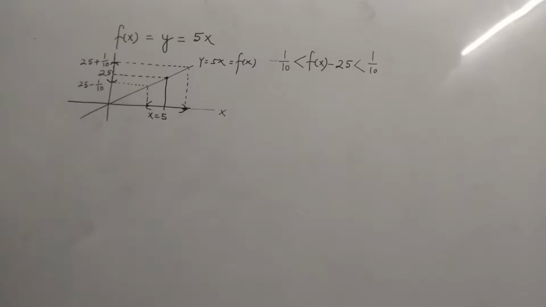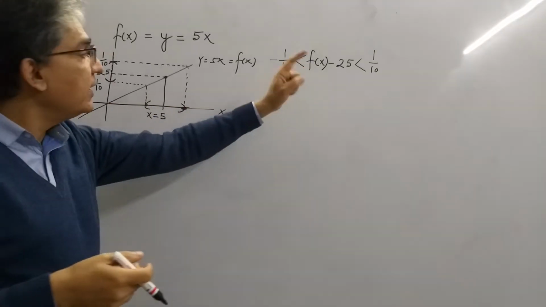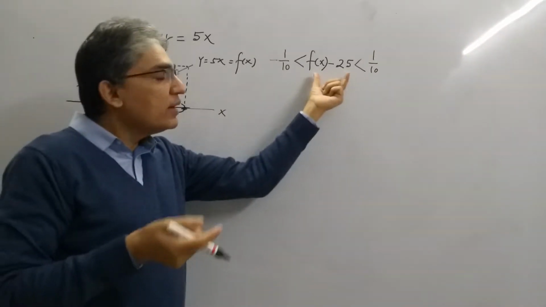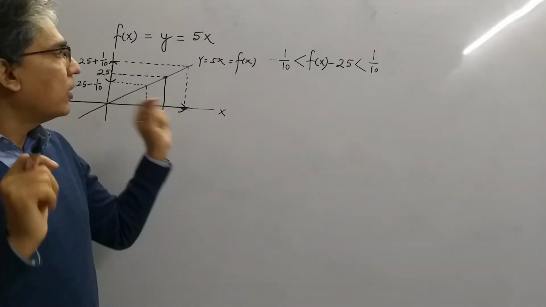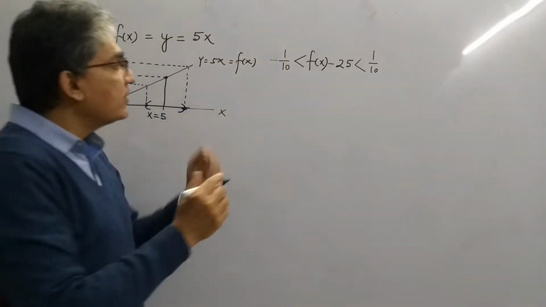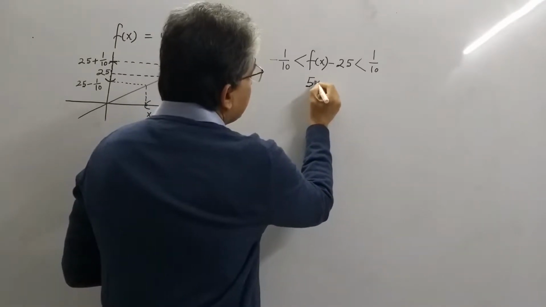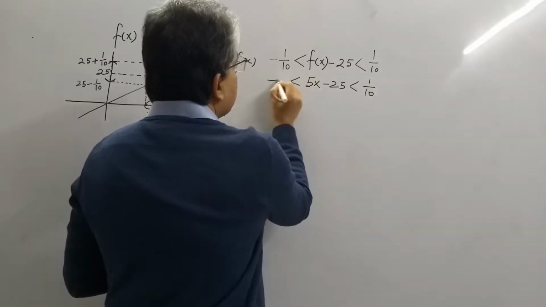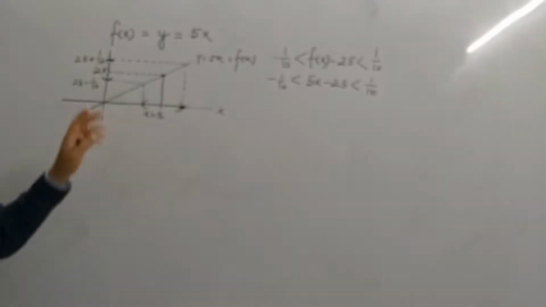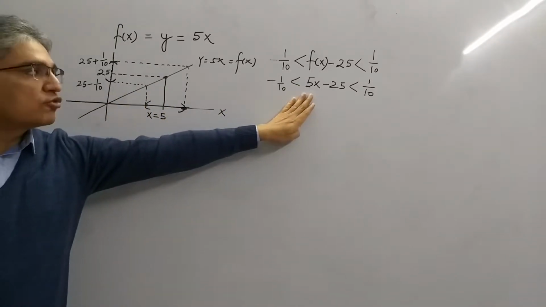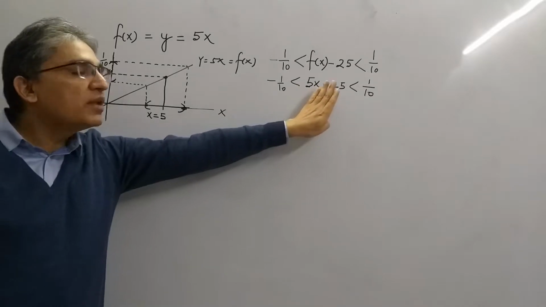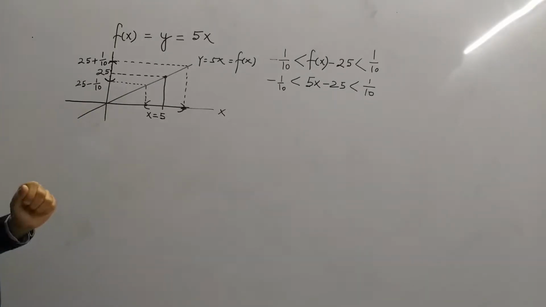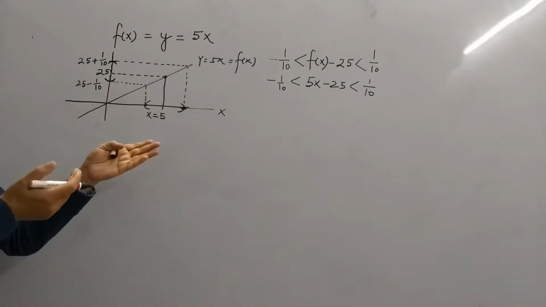Now, what you have to do, that you have to manipulate this and you should reach x. You should do something so that in the inequality, between the inequality sign, you get x. Now, this is not difficult at all. You put 5x here because you know your function for sure. 5x minus 25, this should lie between 1 by 10 and minus 1 by 10. This is okay because here my function is 5x. So I'll deviate my function from the limit that I'm investigating, 25, by 1 by 10 and minus 1 by 10.